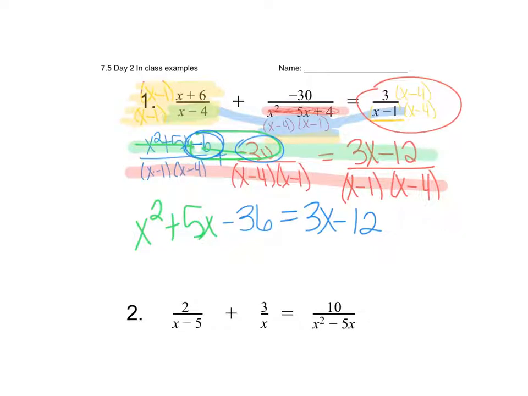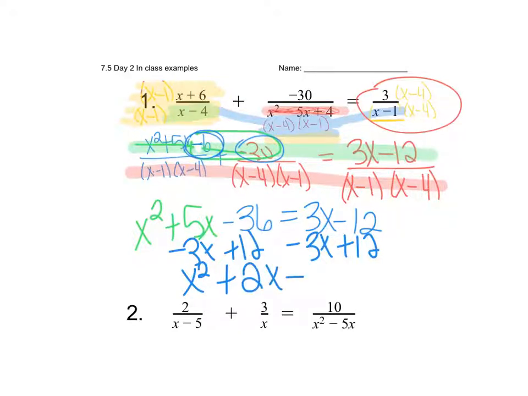Since my denominators are all the same, all I have to do is solve my numerators. So we have a quadratic here, which means I need to get everything set equal to 0. So I'm going to subtract 3x from both sides, and I'm going to add 12 to both sides. And I get x squared plus 2x minus 24 equals 0.